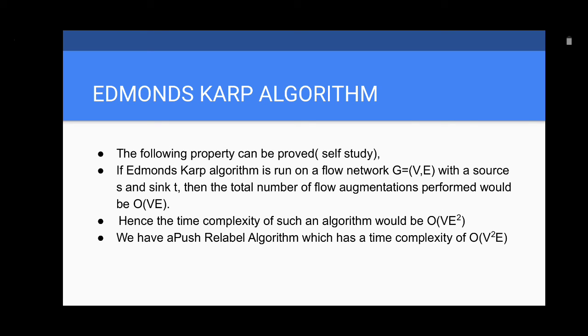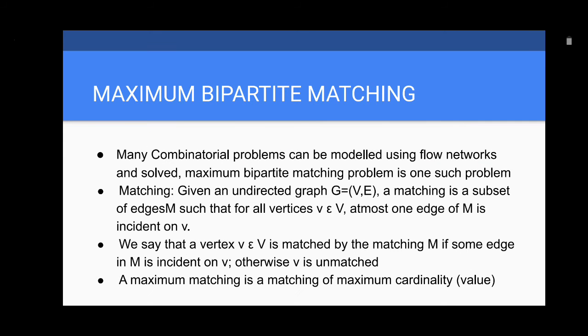This Edmonds-Karp algorithm is based on certain properties which we just state without proof. If the Edmonds-Karp algorithm is run on a flow network G = (V, E) with a source S and a sink T, then the total number of flow augmentations performed would be big O of V times E, and as the Ford-Fulkerson algorithm runs this loop E times, the time complexity would be big O of V times E squared. We also have a push-relabel algorithm which has a time complexity of big O of V squared E, which we will not consider in this course.